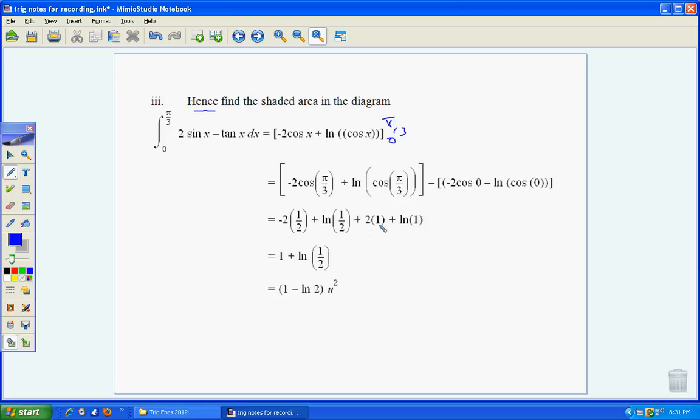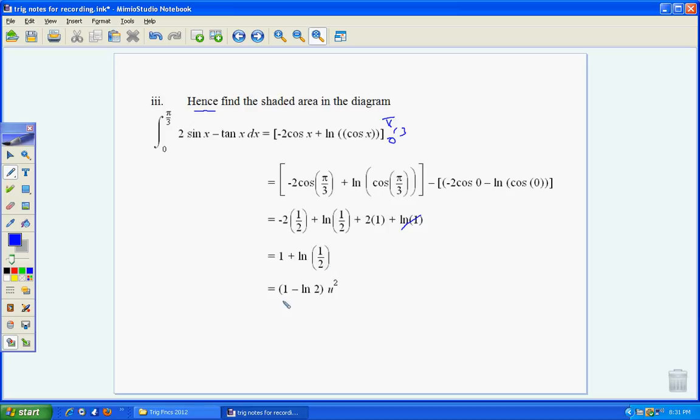And with the positive 2, because minus minus gives us a positive. Cos of 0 is 1, so it gives us, that's where the 1 comes in, and it's positive. And the 2 minus 1 here gives us 1. Cos of 0 is 1, so natural log of 1 is 0, we're going to ignore it. So that's why we just end up with 1 plus natural log of a half.